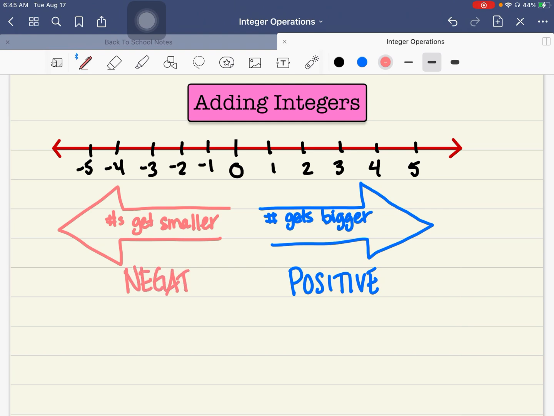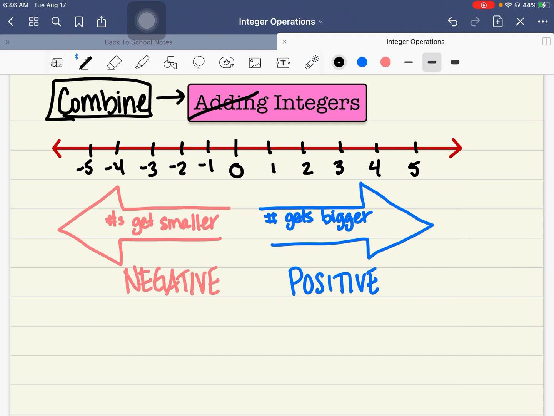So when we talk about wanting to add them together, I actually like to use the word combine better than adding, because what we're really doing is combining them, and we start mixing up the terms, because sometimes we are going to have to subtract. It gets confusing. So I'll say combining integers today. I like that word a little bit better.